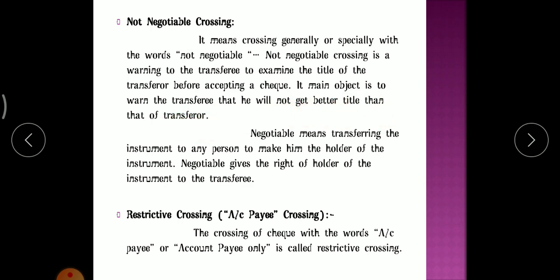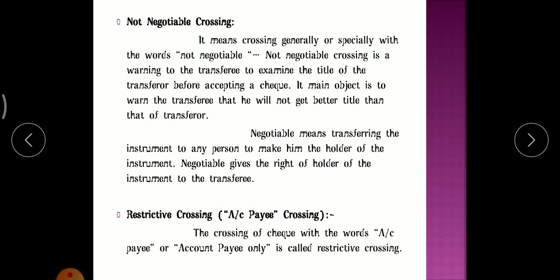Okay, so what is negotiable? Negotiable means, already studied, transferring the instrument to any person to make him the holder of the instrument. Okay, so in simple terms, they are clearly mentioned. Negotiable gives the right of the holder of the instrument to the transferee. Okay, so there might be an MCQ: what gives the rights of the holder to a transferee? Negotiable gives the right of the holder of the instrument to the transferee.